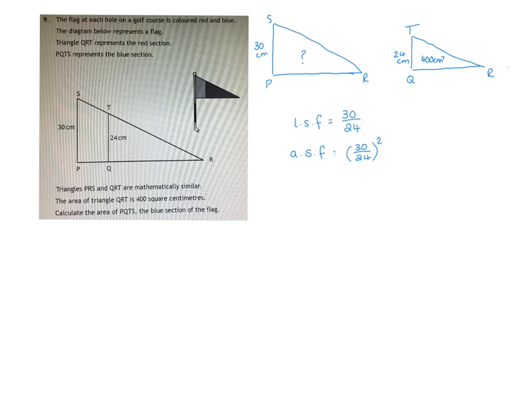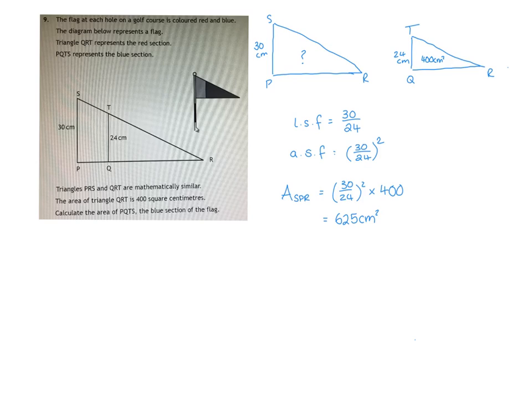So to find the area of the larger triangle, the area of SPR, that's going to be that scale factor squared times the area of the smaller triangle, which is the 400 centimetres squared. So we put it into our calculators and we get that it is 625 centimetres squared.